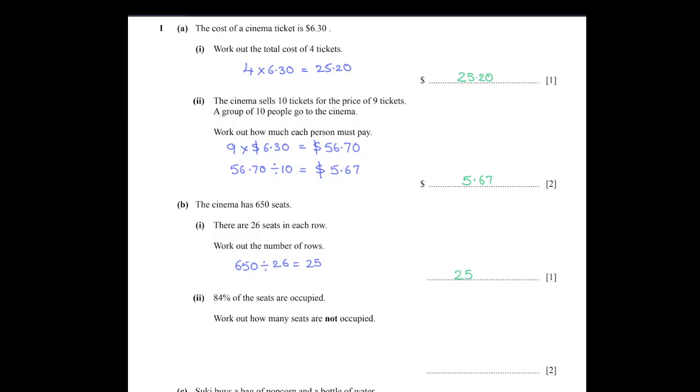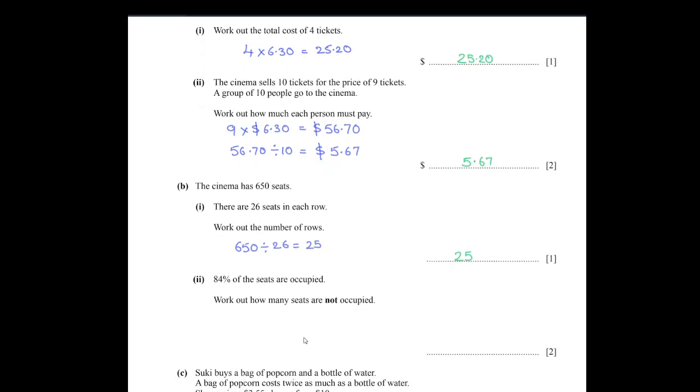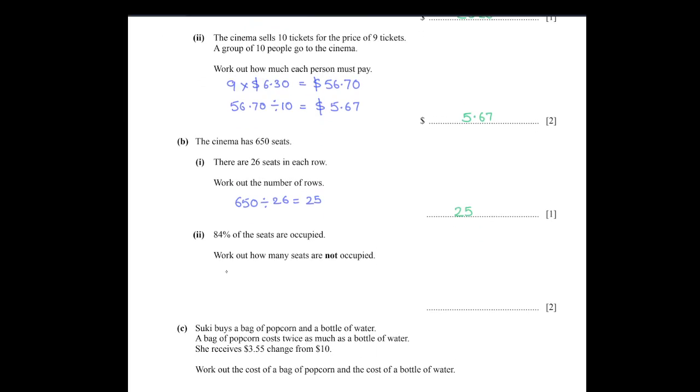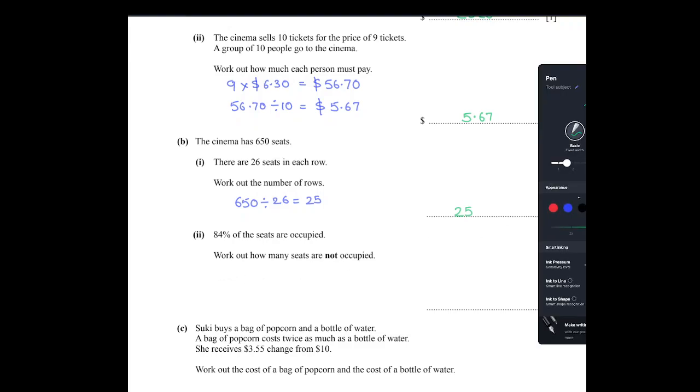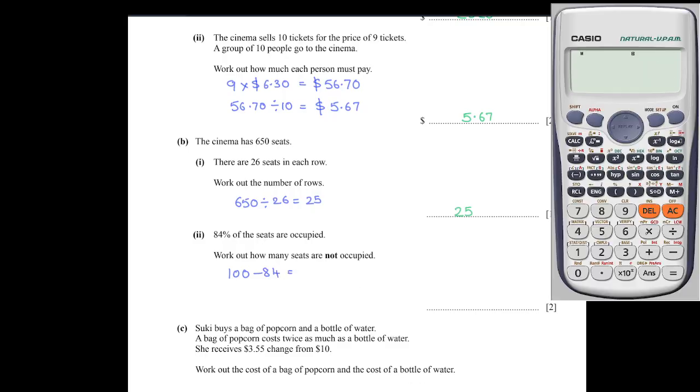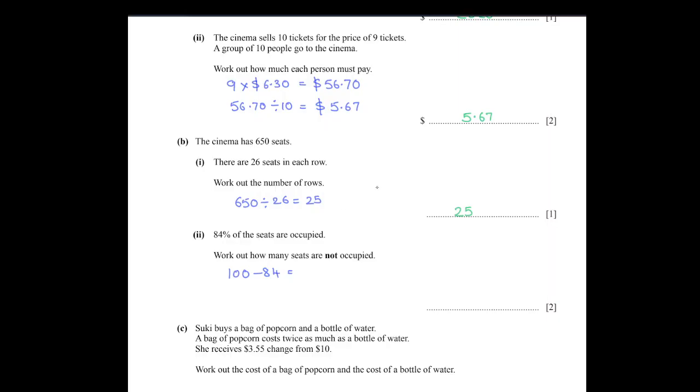Question number B2. 84% of the seats are occupied. Work out how many seats are not occupied. So if 84% are occupied, what is the percentage not occupied? 100 minus 84 is the percentage not occupied. Then after finding the percentage, we'll find out the number. 16% is not occupied.